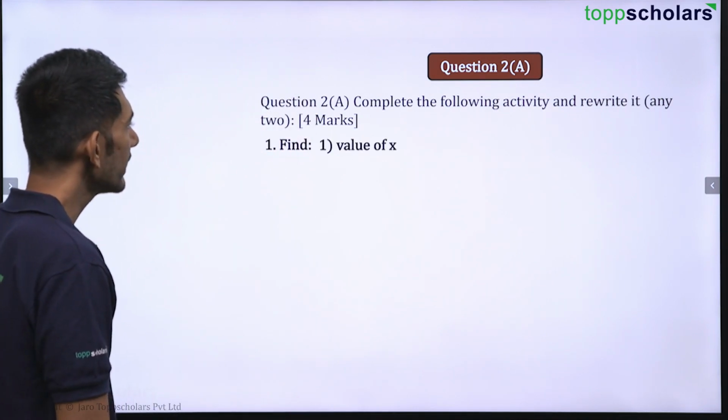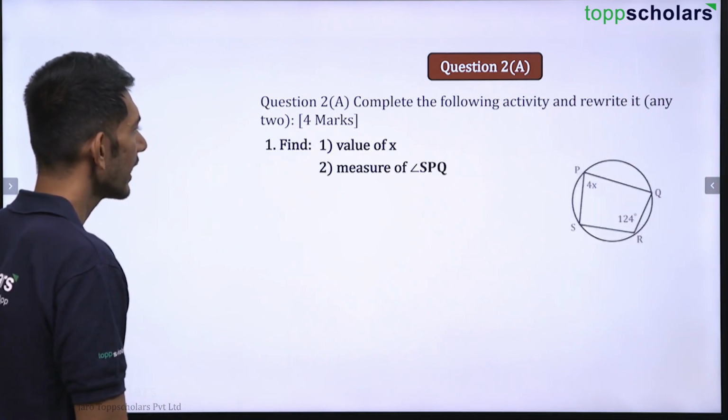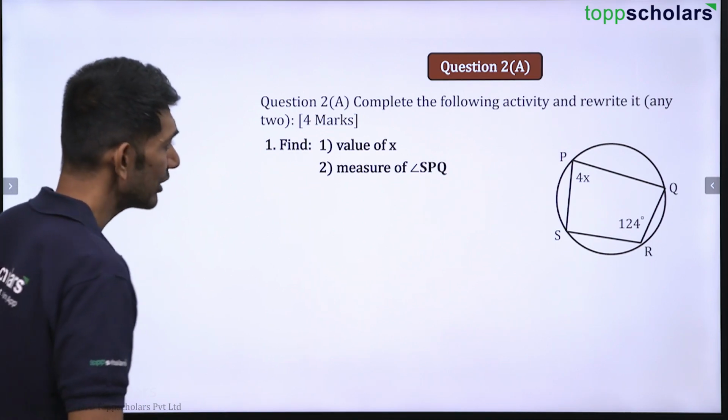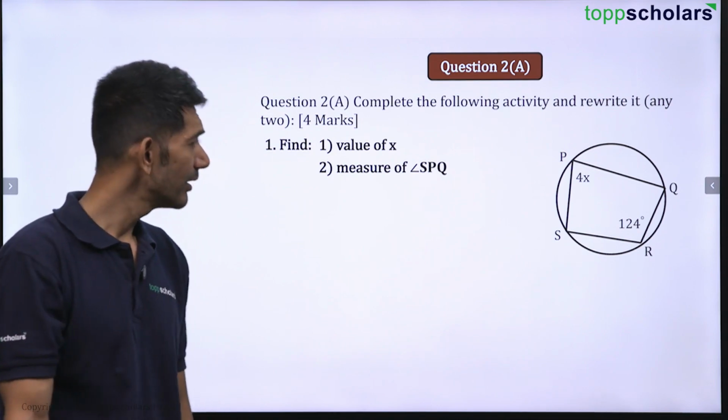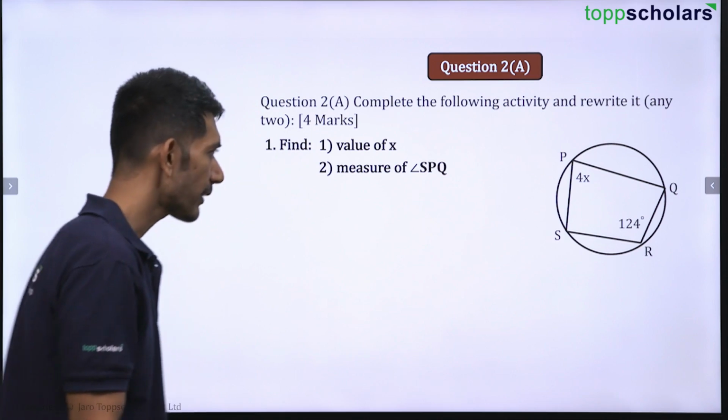So it says complete the following activity, and here we are supposed to find out the value of x and the measure of angle SPQ. Firstly, we are supposed to find out the value of x, which is very simple, and then we are supposed to find out the measure of angle SPQ. Again, the second part is also simple.